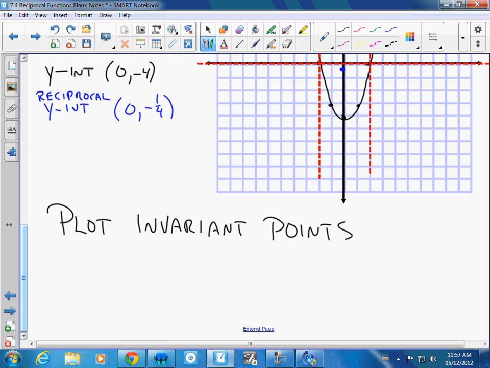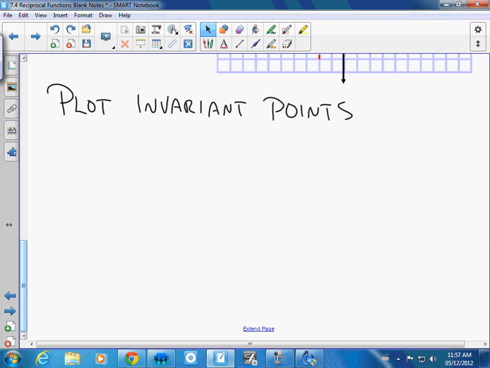Okay. Now here's how you figure it out. The key to solving the invariant points is to make y equal to plus or minus 1. So y could be 1, or y could be negative 1. Because that's the same point. You'll see in a minute.